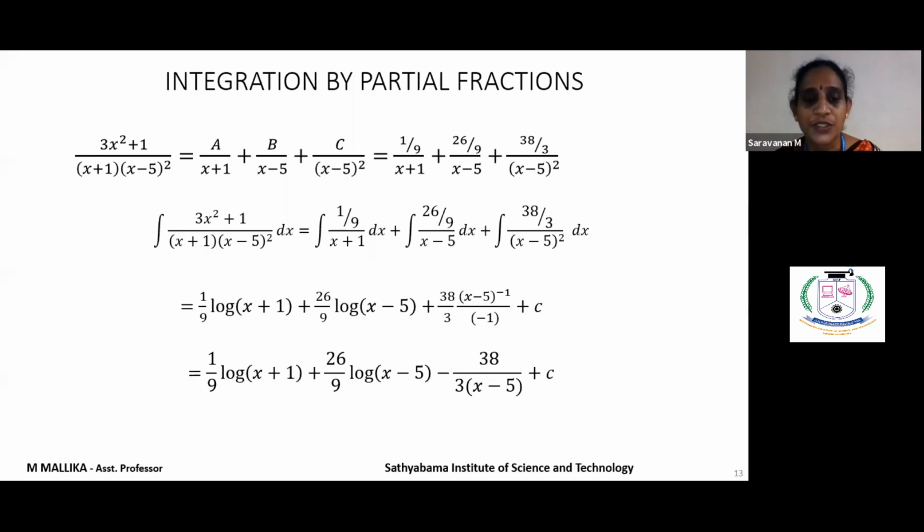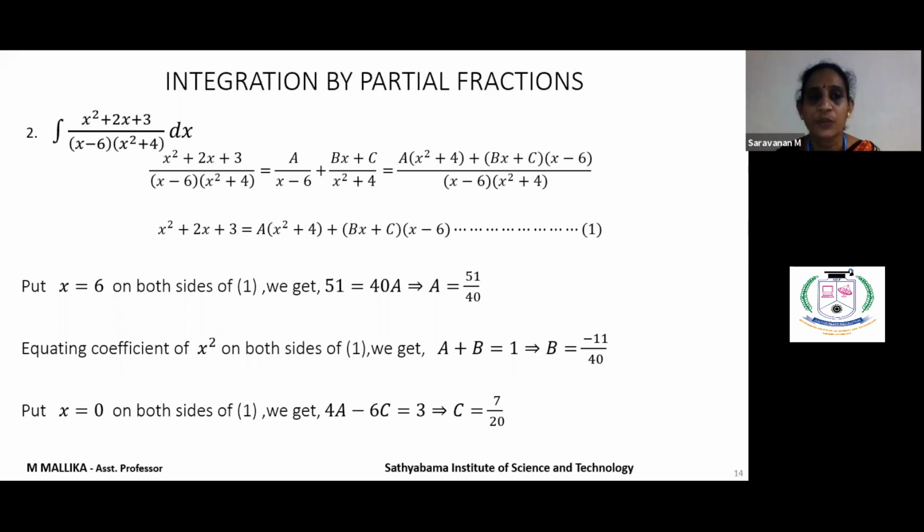Now you integrate this function on both sides. If you do that, you find that all the functions appearing on the right hand side are exactly in the standard form, so you can integrate them directly. Therefore, you'll be getting 1 by 9 log of x plus 1, 26 by 9 log of x minus 5, and 38 by 3 times x minus 5 the whole power minus 2, which is x minus 5 the whole power minus 1 by minus 1, which is minus 1 by x minus 5, plus C.